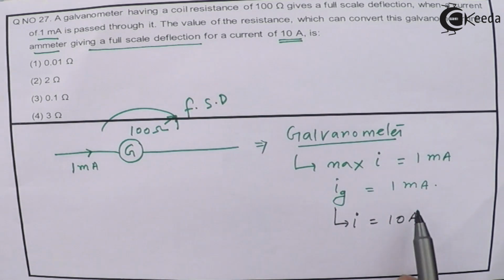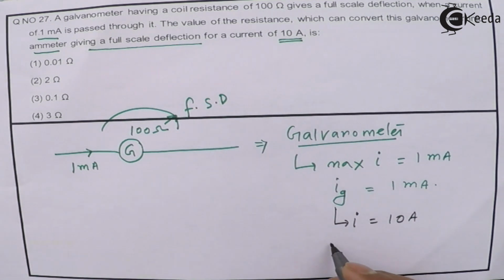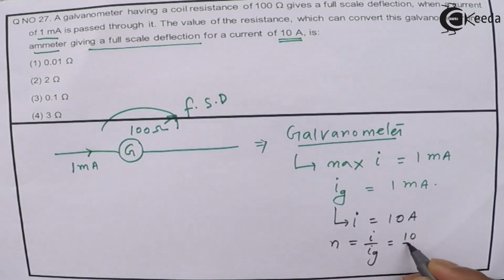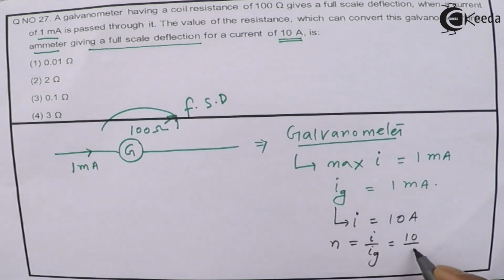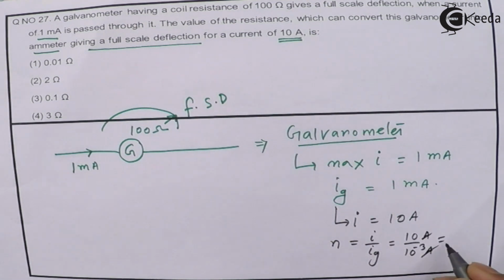So to move from 1 milliampere to 10 ampere, by how many times are we increasing the current? If I say n is the number of times the current has to be increased, the maximum current that can be measured is increased by I divided by I_G, which is 10 ampere divided by 1 milliampere, which is 10 ampere divided by 10 raised to minus 3 ampere. So the amps cancel, this goes up, and this is 10 raised to 4, that is 10,000 times.